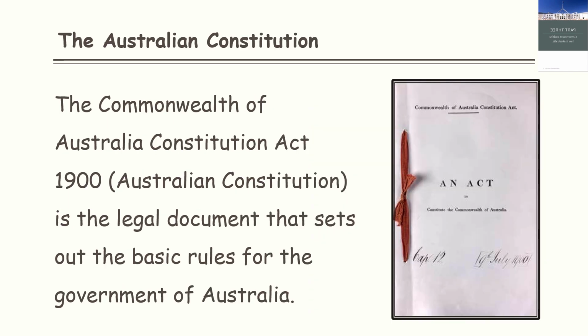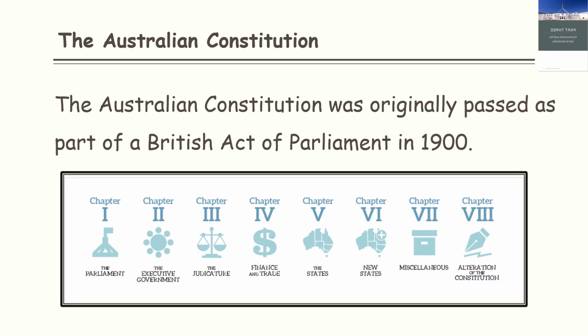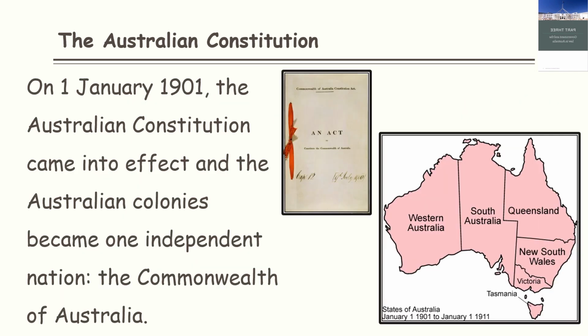The Australian Constitution. The Commonwealth of Australia Constitution Act 1900, known as the Australian Constitution, is the legal document that sets out the basic rules for the government of Australia. The Australian Constitution was originally passed as part of a British Act of Parliament in 1900. On the 1st of January 1901, the Australian Constitution came into effect and the Australian colonies became one independent nation, the Commonwealth of Australia.